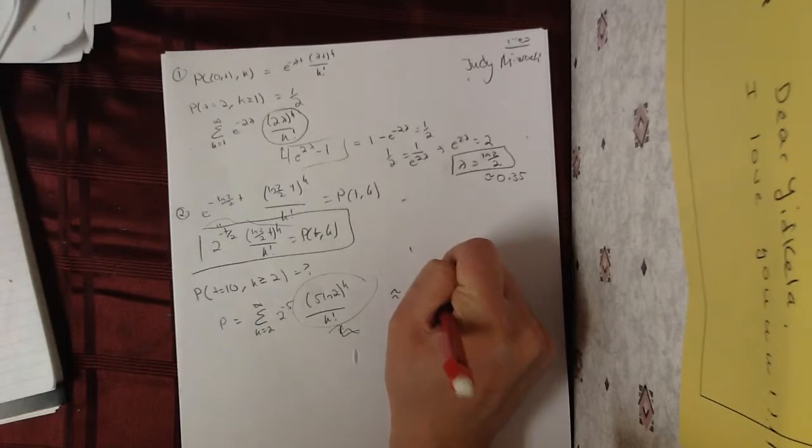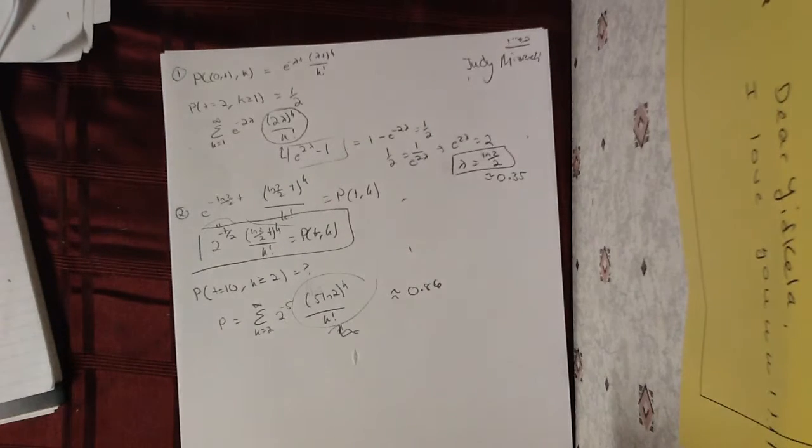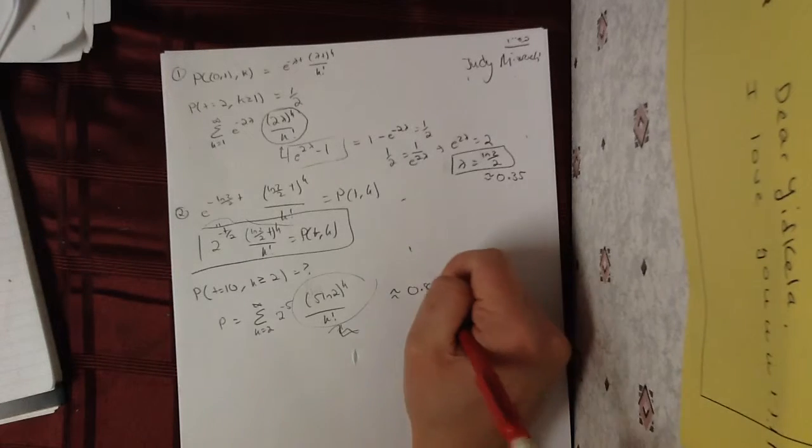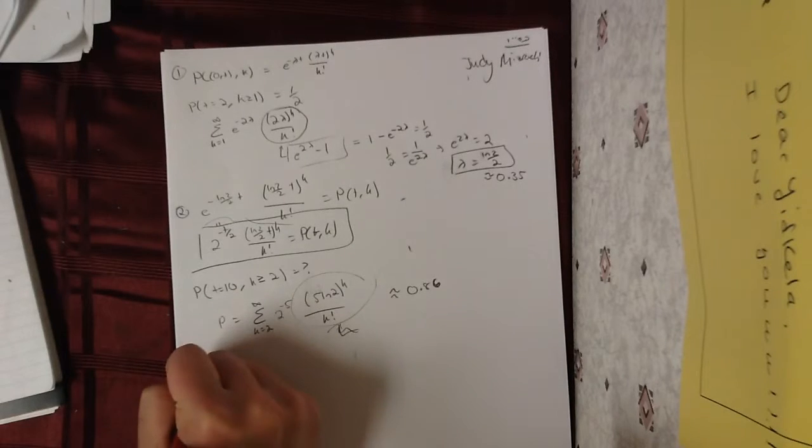And by the way, that makes sense because if in 2 minutes you're half as likely to have at least one person, it makes sense that in 10 minutes you're more than likely to have 2 people. So it makes sense, this is about 86% chance. Okay, awesome. Let's do number 3 now.